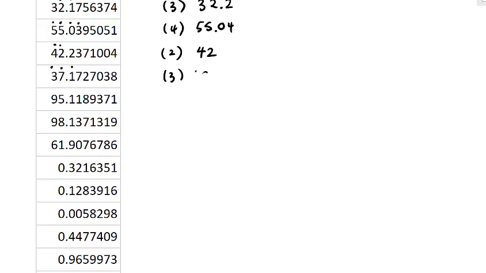So 37.2. Okay, let's go to 4 significant figures. 1, 2, 3, 4. You round based on that, so 95.12. Okay, let's go to 1 significant figure. So that's the first significant figure. You're going to round up. So you have 90, and you're rounding up. So it's going to round to 100.